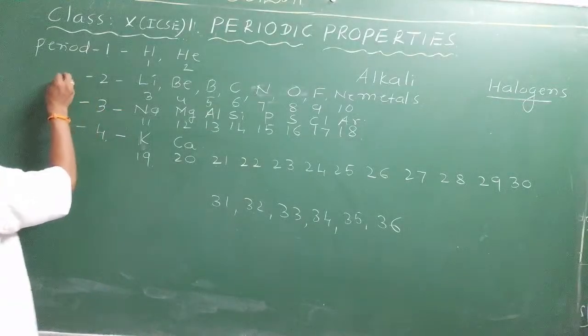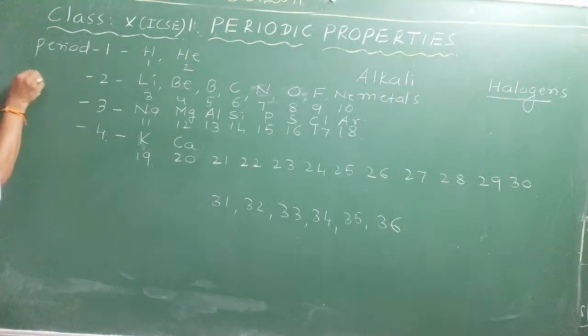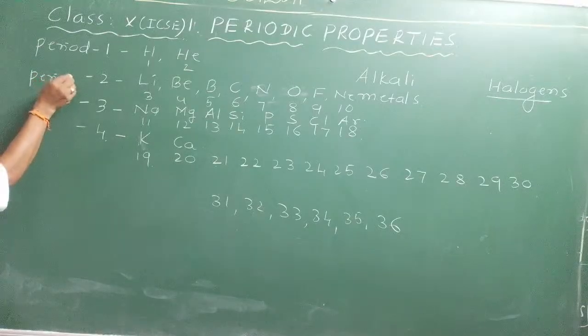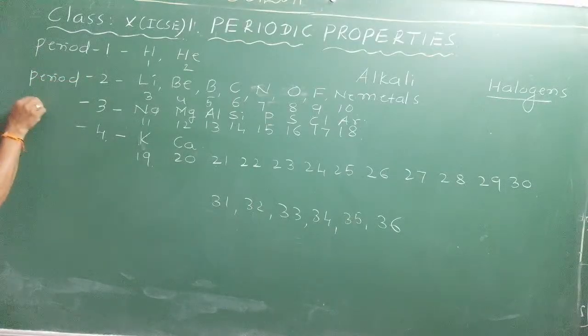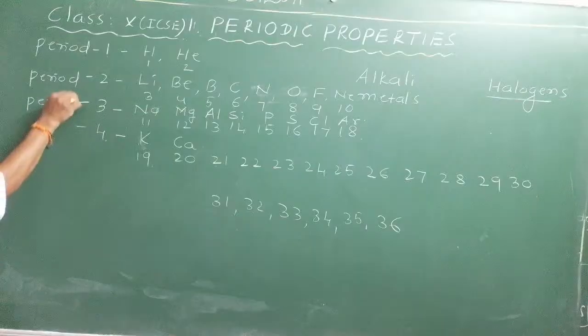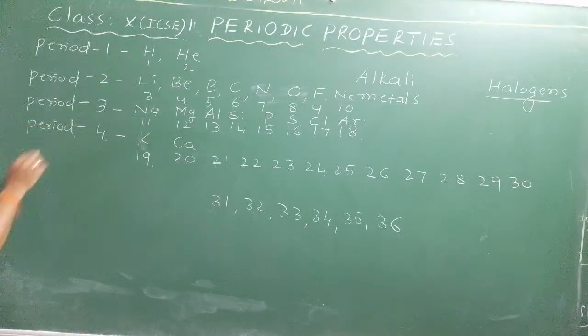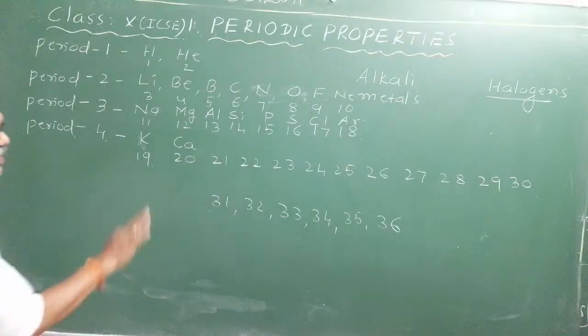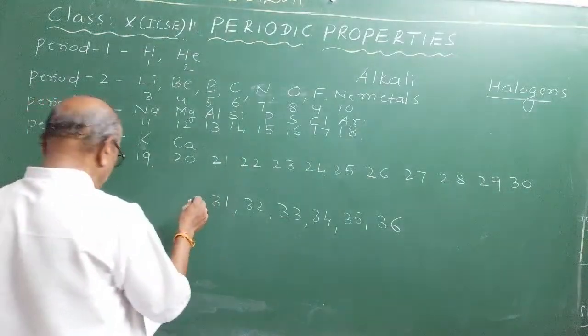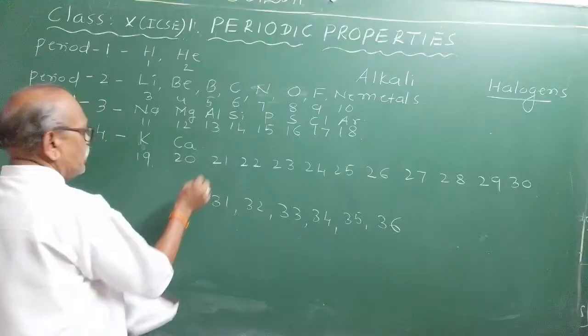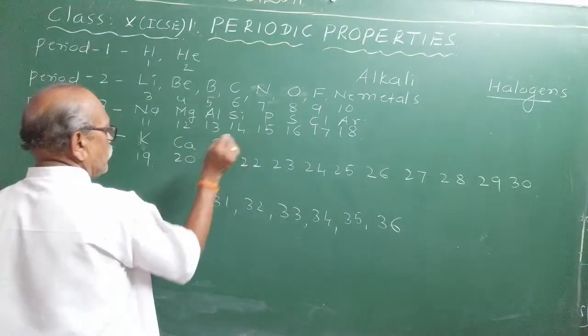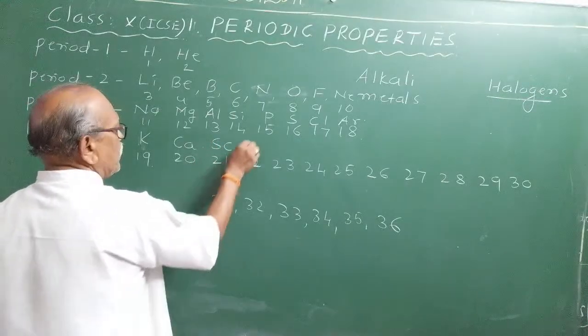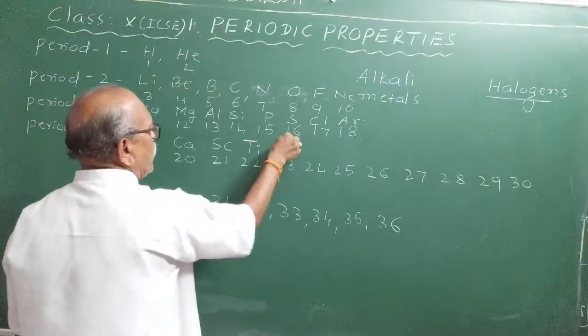As per the ICSE syllabus, students must be perfect in 4 periods. You need not go beyond the 4th period, only up to the 4th period. At least you must know the name of the elements. What is the name of the element with atomic number 21? Scandium. And 22 is titanium, vanadium.